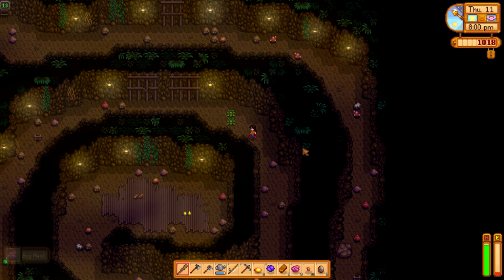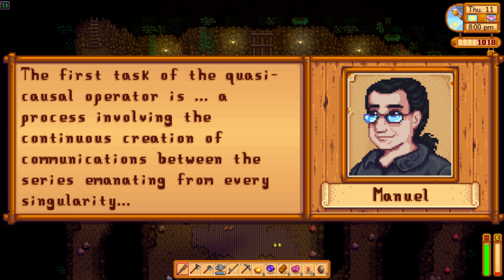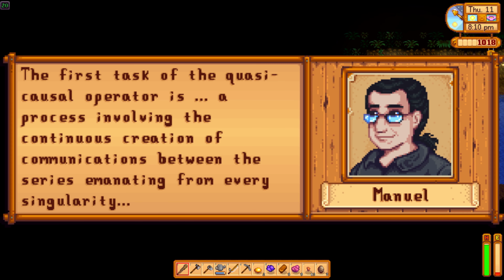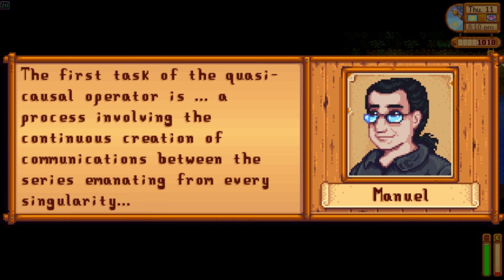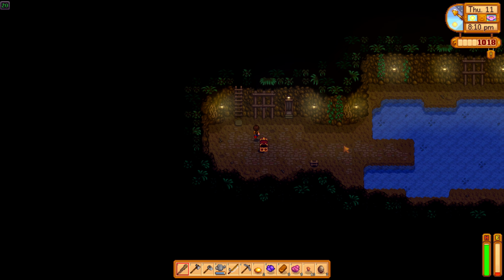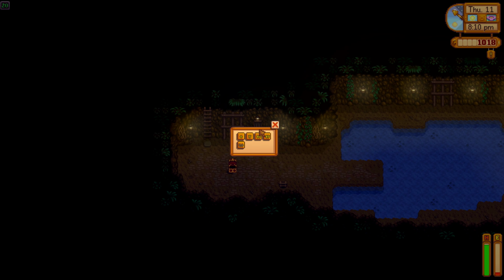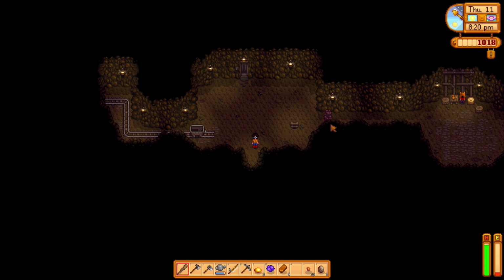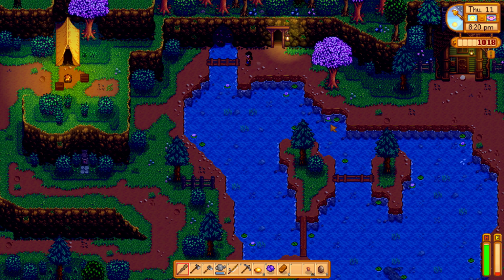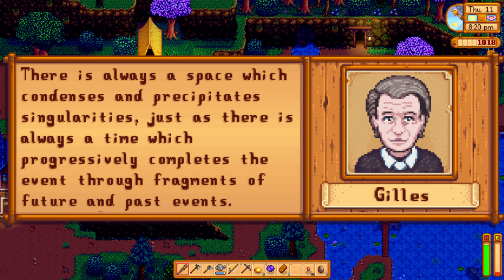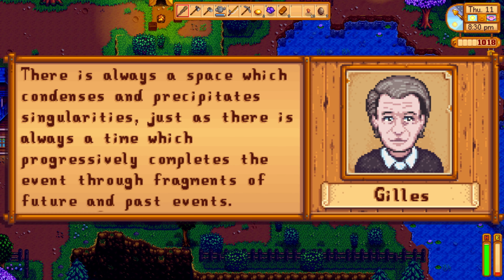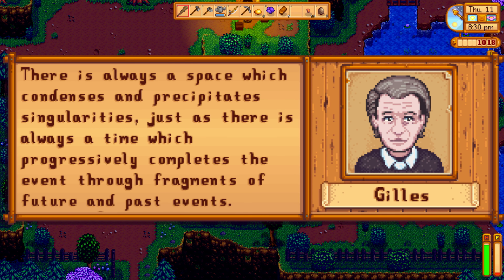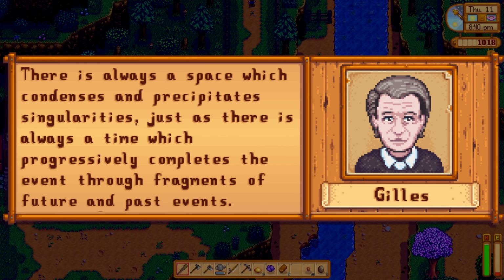To quote DeLanda, the first task of the quasi-causal operator is a process involving the continuous creation of communications between the series emanating from every singularity. As series are linked together by the quasi-cause, they come to form something of a continuum. It's this that he says accounts for the spatial side of a virtual. However, there's also a temporal component, what Deleuze calls Aiôn. In the philosopher's words, there is always a space which condenses and precipitates singularities, just as there is always a time which progressively completes the events through fragments of future and past events.